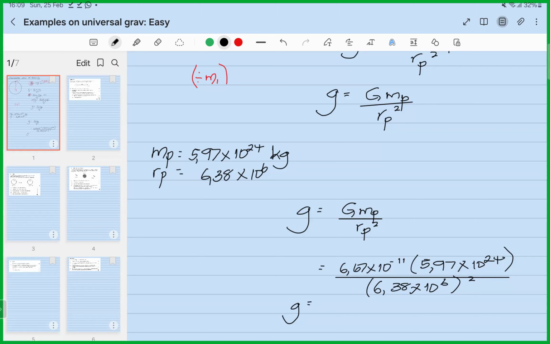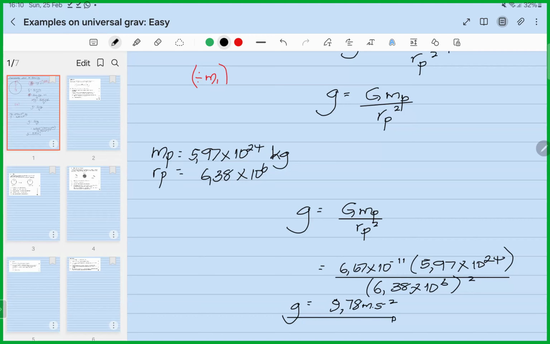9.78. 9.78. Thank you, sir. Meters per second squared, and we can quite easily round that off to 9.8, right?